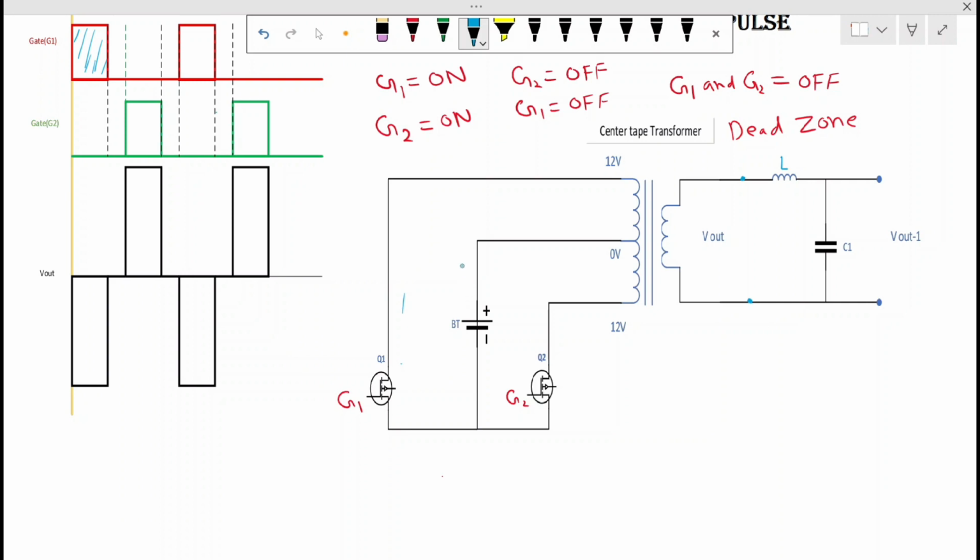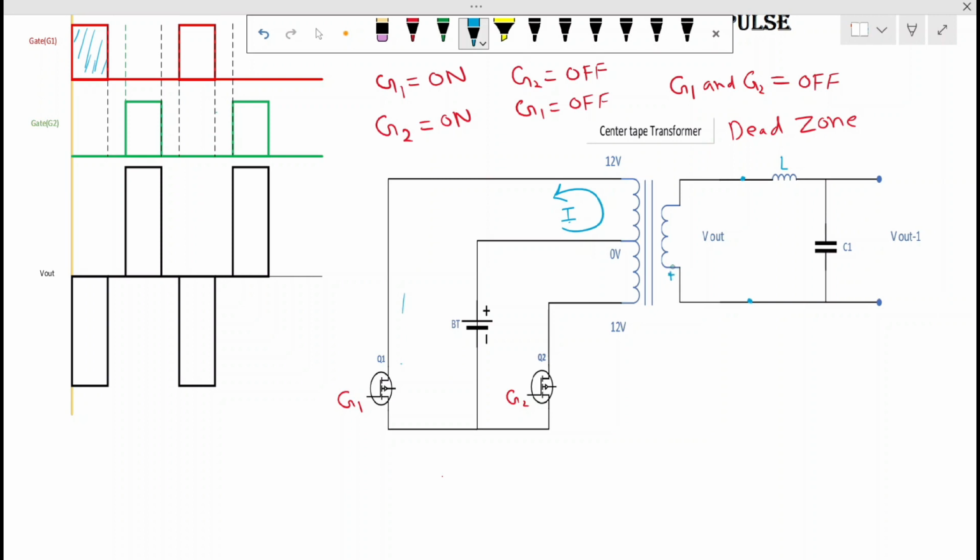Current will flow from the battery, coming through the switch and going back to the battery. So the direction of current will be anti-clockwise in this direction. Okay. So when this is going anti-clockwise, what will happen? Here the flux will change and a potential is generated in the secondary.